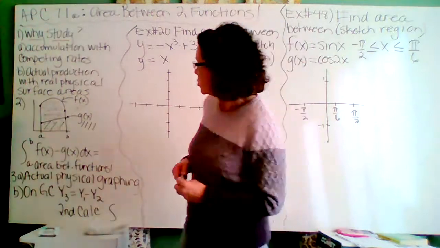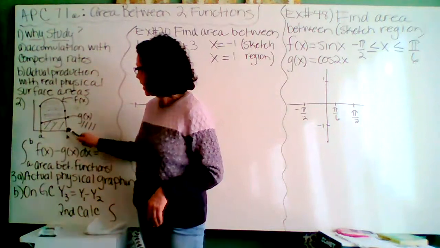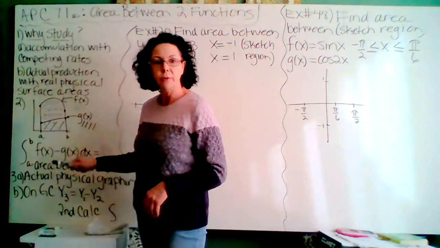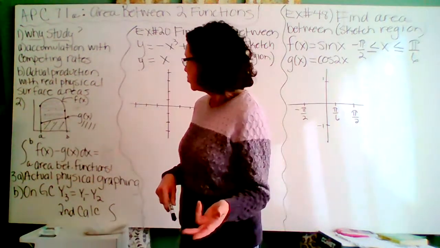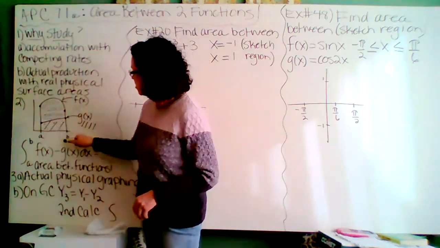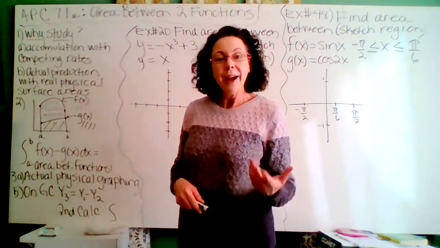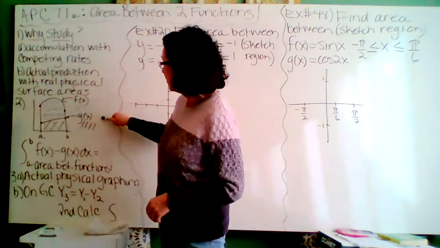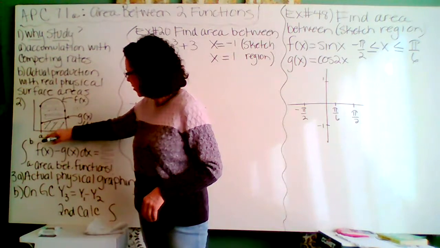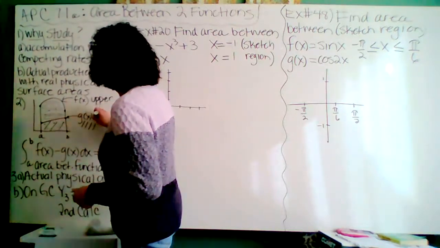So notice if I asked you to find the area between a and b, between g of x and the x-axis, it would be these slashes here. If I asked you to find the area between this function f of x and the x-axis between a and b, it would be all these dots. So then if I asked you for the area between f of x and g of x, you take the larger area and subtract the smaller area, upper function minus lower function, and you get the area in between.